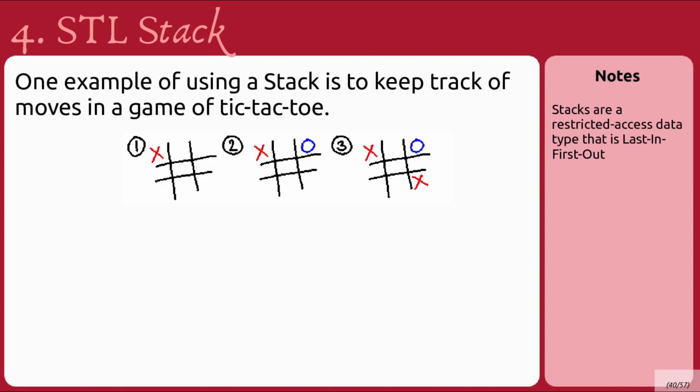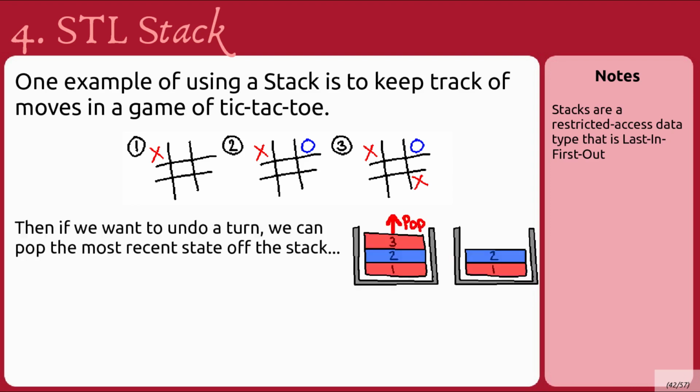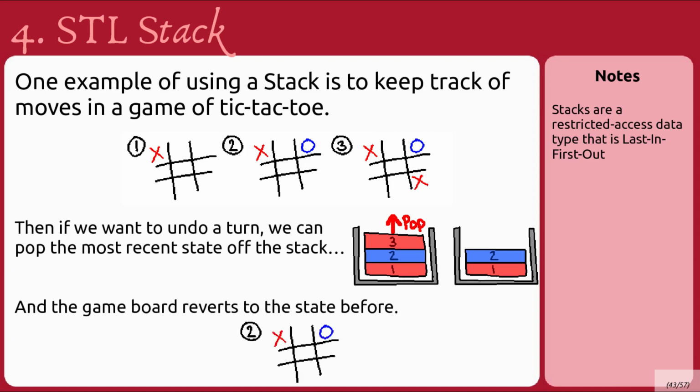So let's say for an example of using a stack, we're keeping track of moves in a tic-tac-toe game. Every time a move is made, we would push the game board's current state onto the stack. So we'd put the values of each of the 9 cells into the stack as one object. Then if we want to undo a turn, we can pop the most recent state off the stack and go from state number 3 to state number 2. And the game board reverts to the state prior.